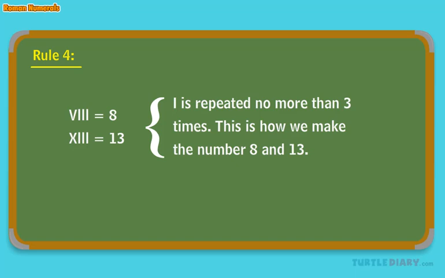Rule 4. Finally, do not allow any of these 4 letters to repeat more than 3 times in a row. In these 2 examples, the capital I is repeated 3 times. This is how we create the numbers 8 and 13. Remember, I is the smaller value, so it goes after the V and X.